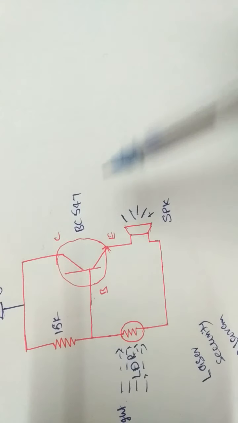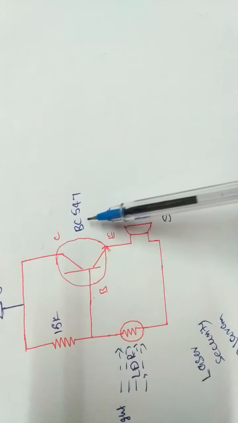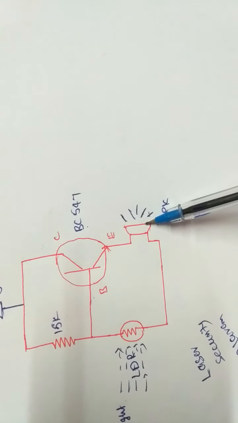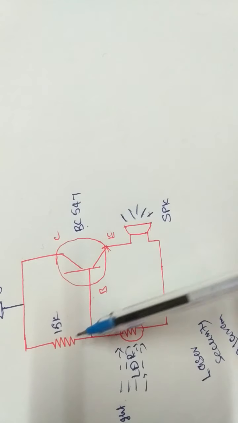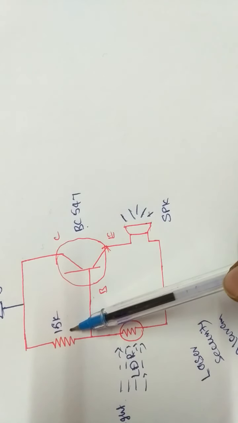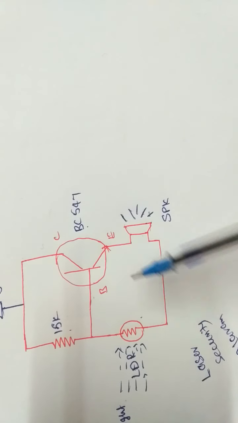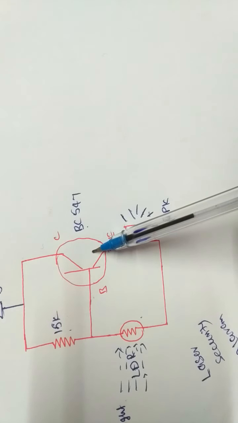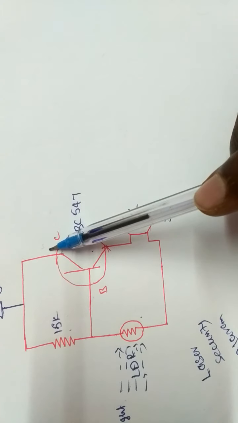In this, the first one is the battery, second is the BC547 transistor, third is a speaker or buzzer, and next is a photodiode or LDR, light dependent resistor. Next one is a resistor. We know a transistor can be used as a switch, so here we are using the transistor as a switch. The collector is connected to the VCC, right?